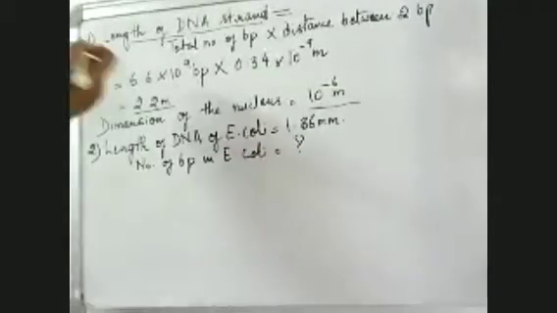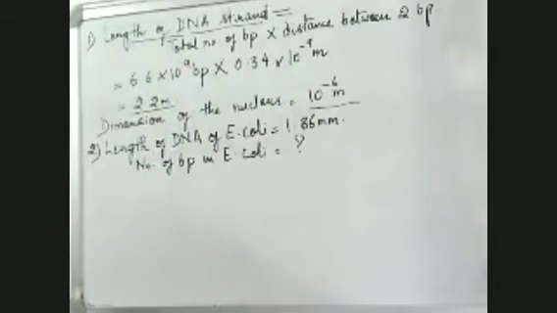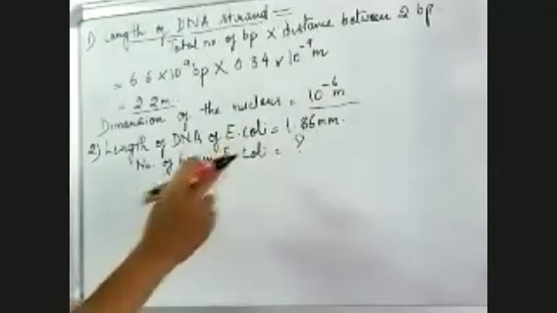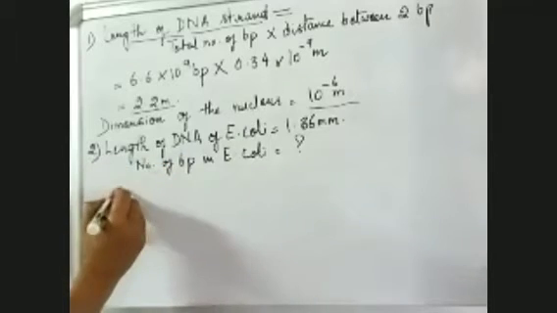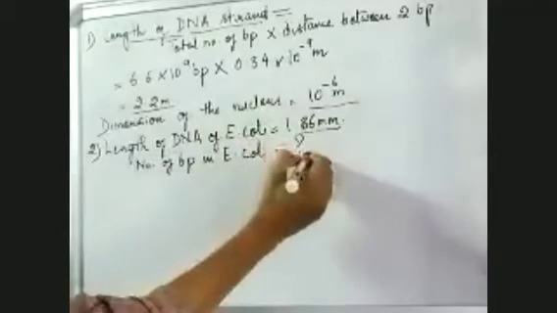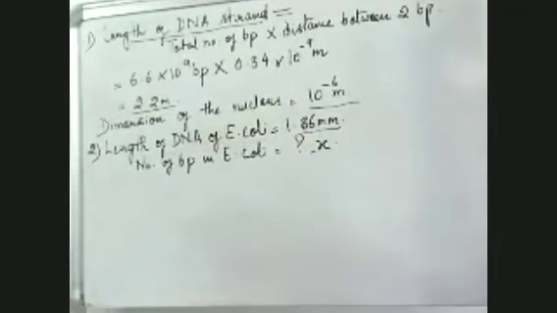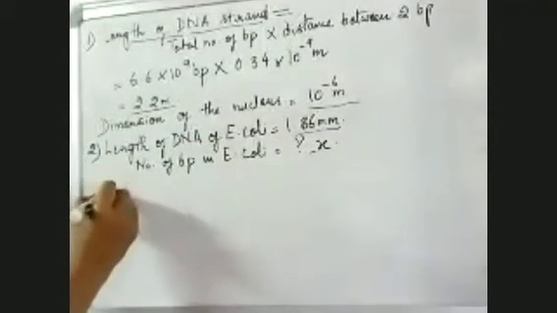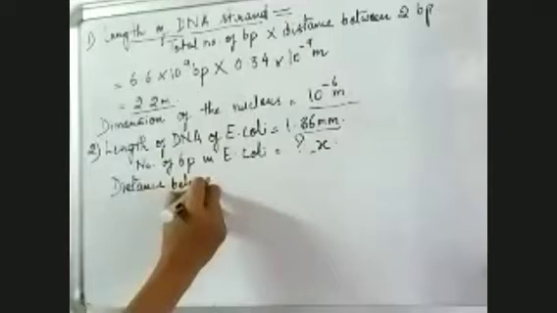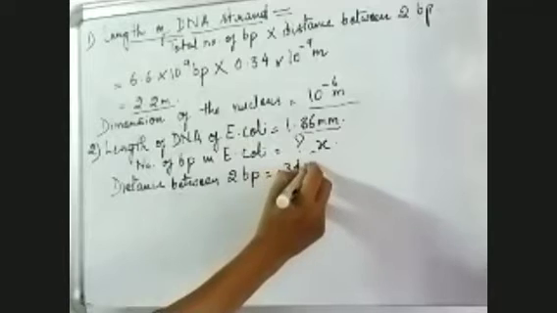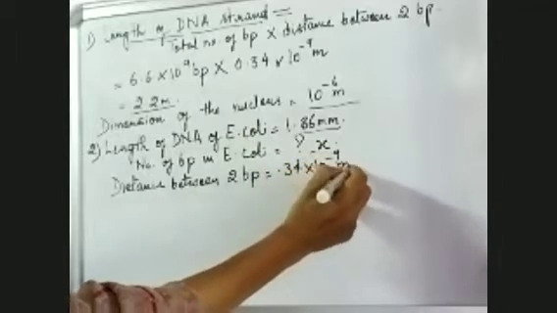To find it out, you will apply the same formula: length of DNA strand is equal to total number of base pairs into distance between two base pairs. Here the length of DNA has been given to you. The number of base pairs you have to find, let's take it as X. And the distance between two base pairs that you know comes to be 0.34 into 10 raised to power minus 9 meters.